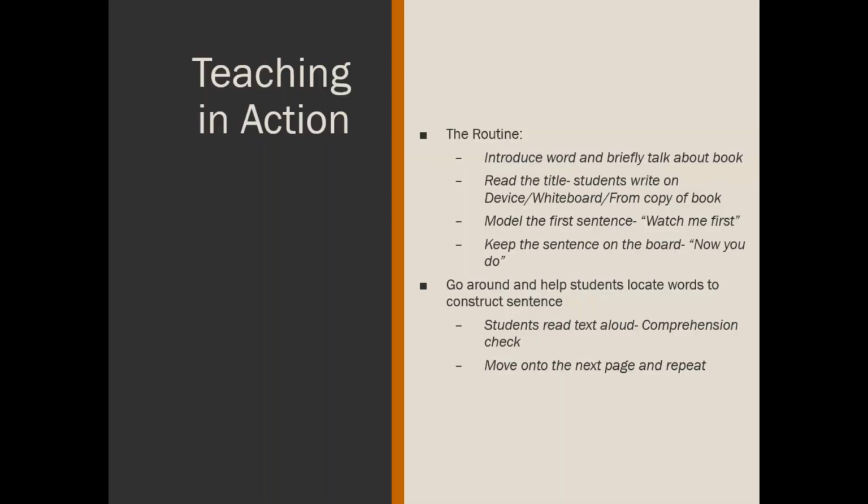So the routine essentially is that you first introduce the word and briefly talk about the book. You're going to read the title, and students either write the title on their device or the whiteboard, or they copy it from the book. So right from the beginning, you are having students identify a title of the story. You're going to talk about the author. You're going to identify what it's going to be about, make inferences on what the book will be about based on the title. You're going to have a lot of literacy, early reading skills just by the first prompt of writing the title.